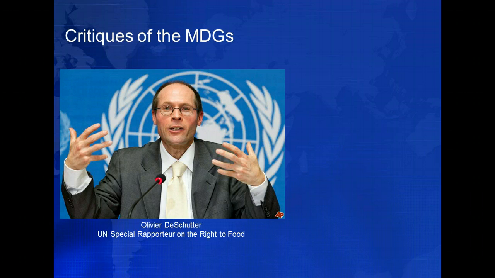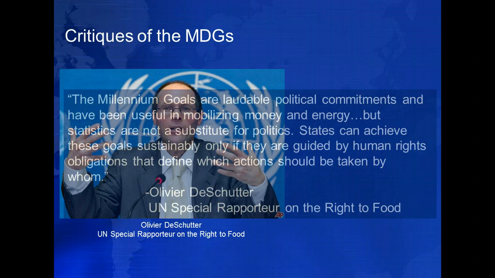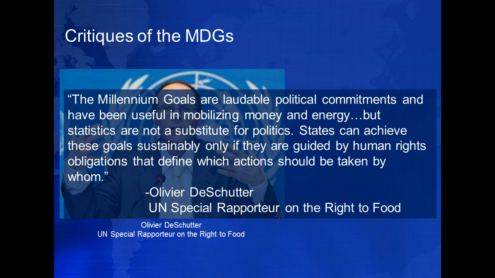But perhaps the most powerful criticism came from the United Nations Special Rapporteur on the Right to Food, Olivier de Schutter, who observed that the Millennium Development Goals are laudable political commitments that have been useful in mobilizing money and energy, but statistics are not a substitute for politics. States can achieve these goals sustainably only when they are guided by human rights obligations that define which actions should be taken and by whom. And that is the real challenge.